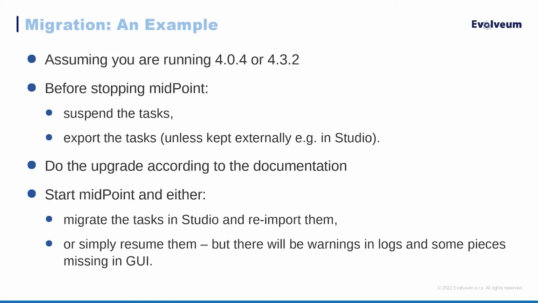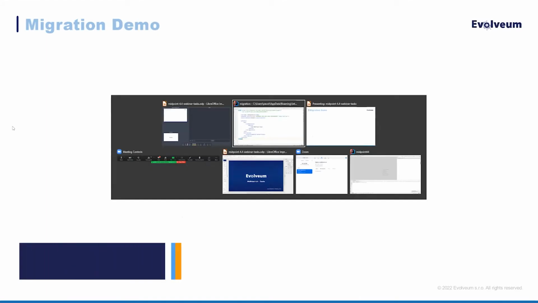Now, you will do the upgrade according to the documentation in the standard way, and then you will start MidPoint. And here are two options. Either you do the task migration in MidPoint Studio and you re-import them to MidPoint, or you simply resume them as they are, but you will see a lot of warnings in logs and some pieces of the tasks will not be shown in the GUI. Let us have a look.